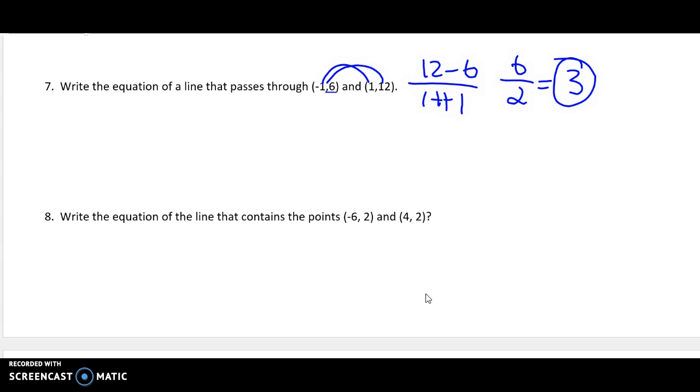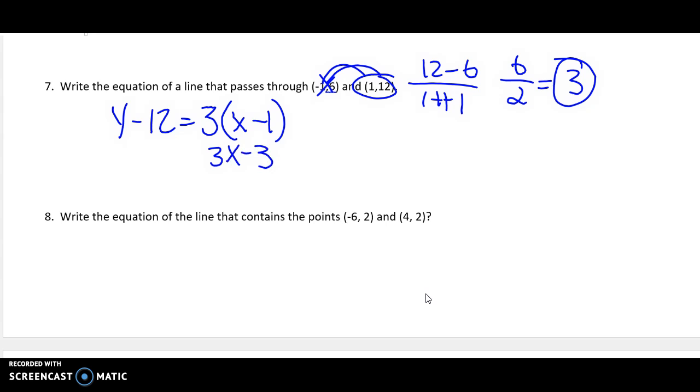I know my slope. I have a point. I'm going to choose this point, not that one. Now I'm going to use the point-slope formula. y minus 12 equals m(x minus 1). Distribute: 3x minus 3. Cancel out the minus 12 by adding 12. And I get y equals 3x plus 9.